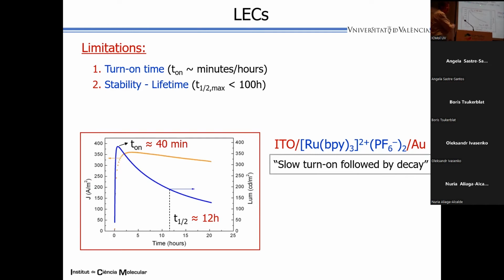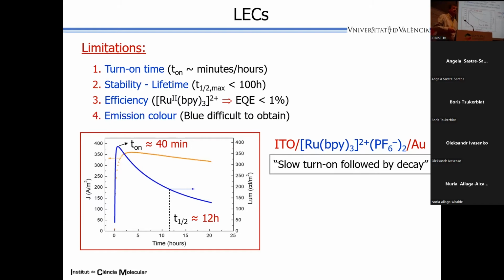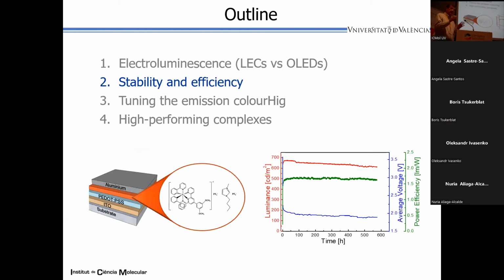Another problem is the efficiency. The external quantum efficiency is lower than 1%. That means that you put inside 100 electrons and you obtain less than a photon. And finally, there is the color. Blue is quite difficult to obtain. Okay. We are going to speak about the stability, efficiency very quickly, and also about the emission color.